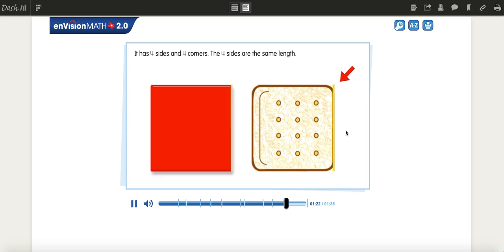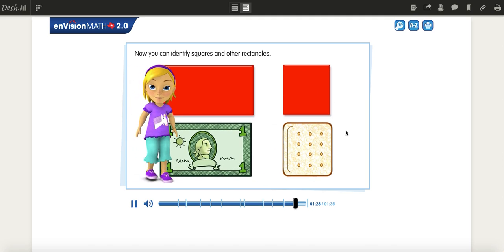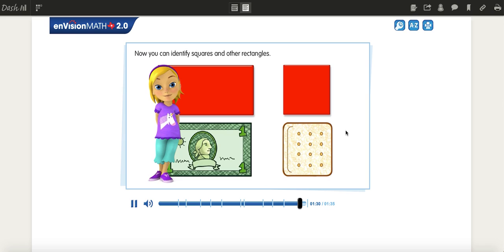It has 4 sides and 4 corners. The 4 sides are the same length. Now you can identify squares and other rectangles.